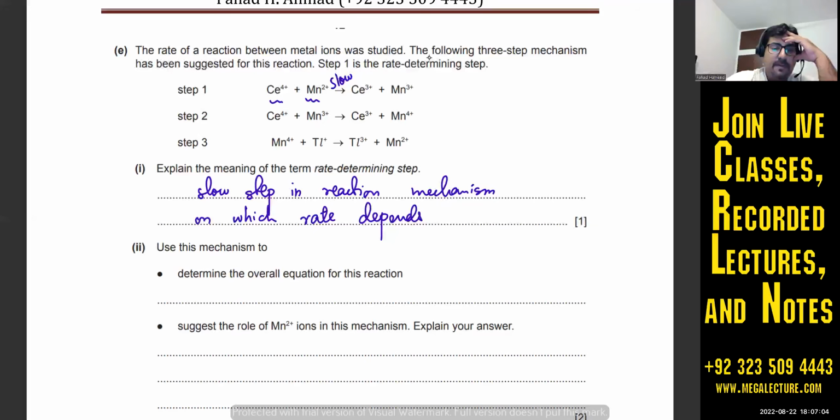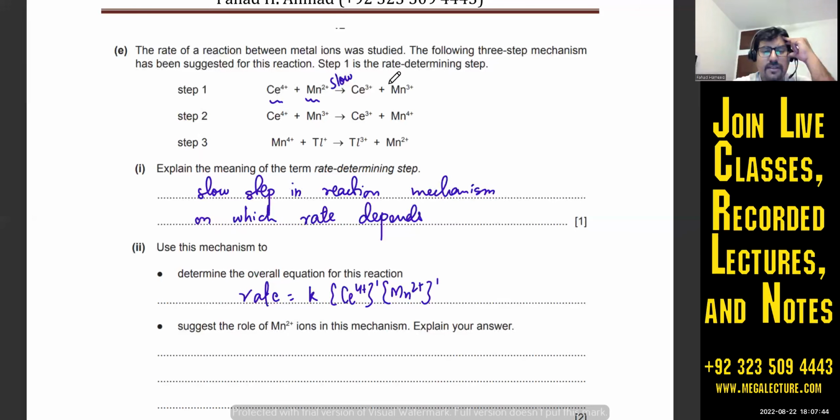So that means rate will depend on किन दोनों के ऊपर. It's going to depend on Ce4+ ions, their concentration, and it's also going to depend on Mn2+ ions and their concentration, right? So it's going to be order one with respect to both of them. Okay? So that is the rate equation. They didn't actually ask for the rate equation. They're asking for the overall equation.